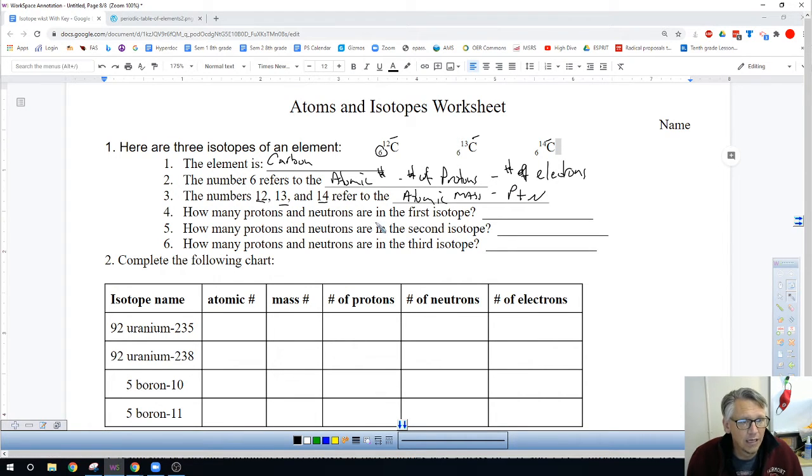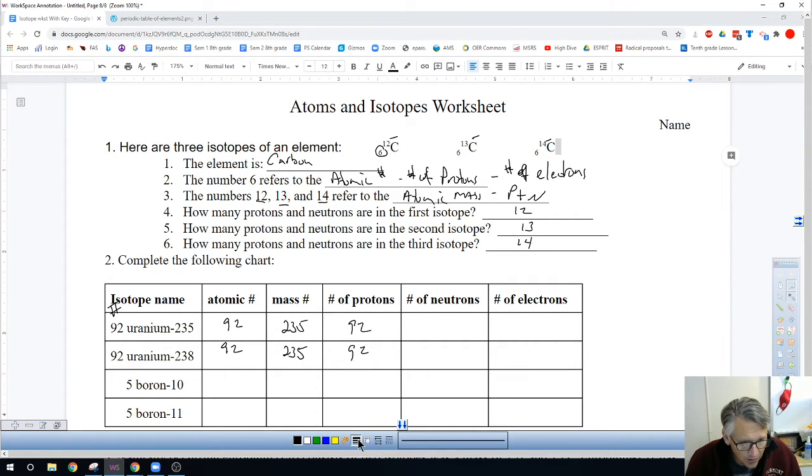How many protons and neutrons in the first isotope? That would be 12. How many protons and neutrons in the second isotope? That would be 13. How many protons and neutrons in the third isotope? That would be 14. So uranium-235, 92 is the atomic number, 235 is the mass. So the atomic number of uranium-235 is 92, and the atomic mass is 235. The number of protons is going to be 92.